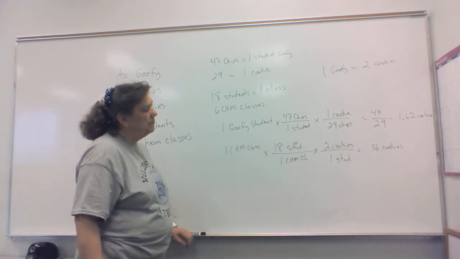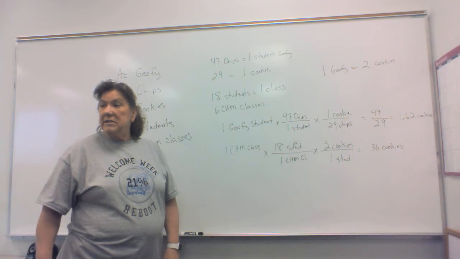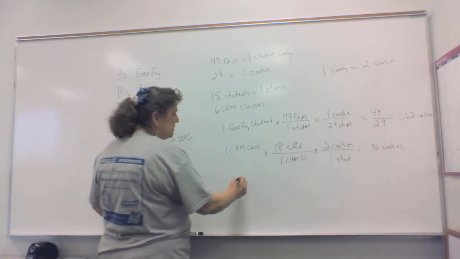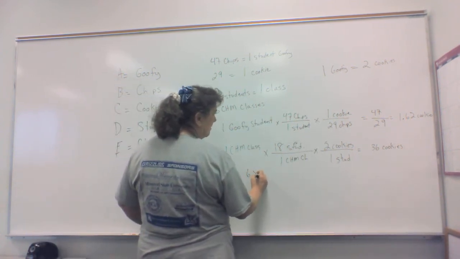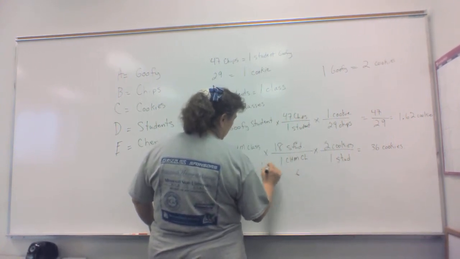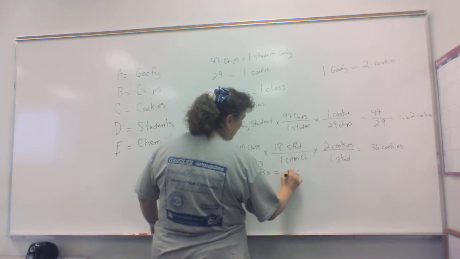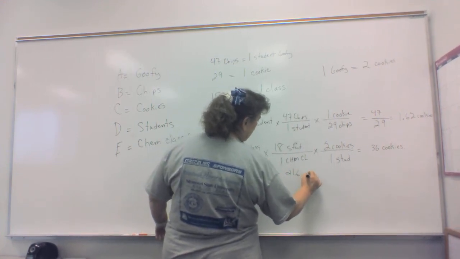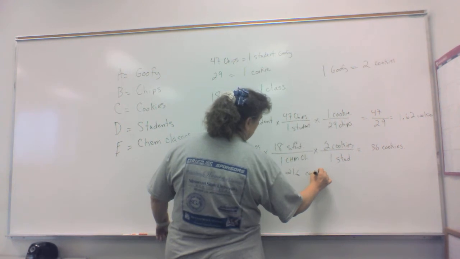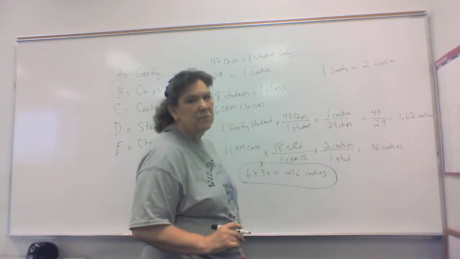So now if I want to do it for all 6 classes, all I have to do is multiply 6 times 36, and I'm going to get 216 cookies for all the classes. That's one way to do it.